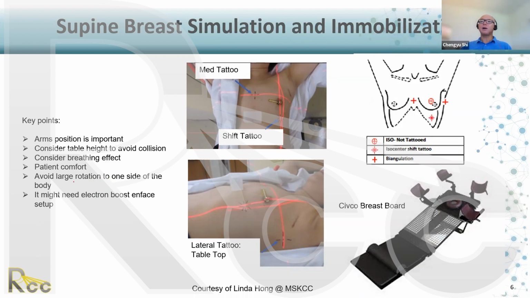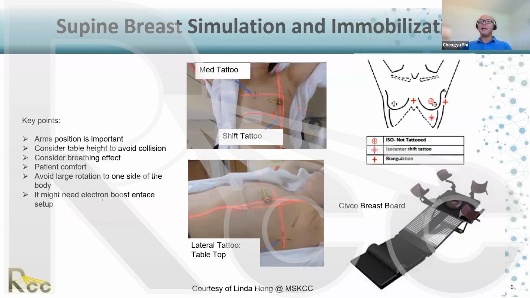A larger rotation to one side, for example, if the patient tends to rotate to this side or the other side, they may fall during the treatment. So you have to make sure the risk is acceptable. I did see one patient fall during treatment, and that's a really bad experience. And we have to explain to the patient the whole procedure, why we do this, and that the fall is just an accident, not on purpose.